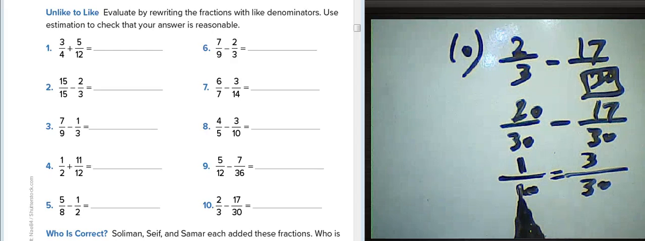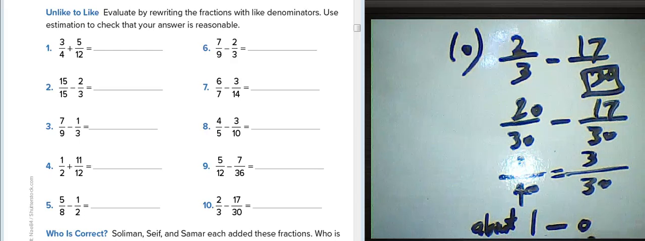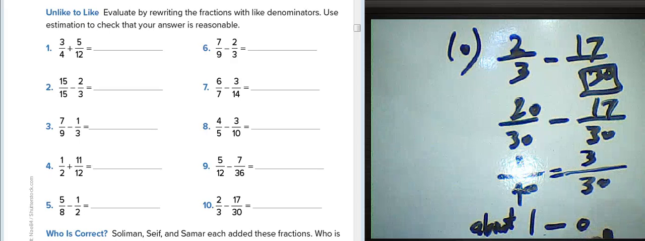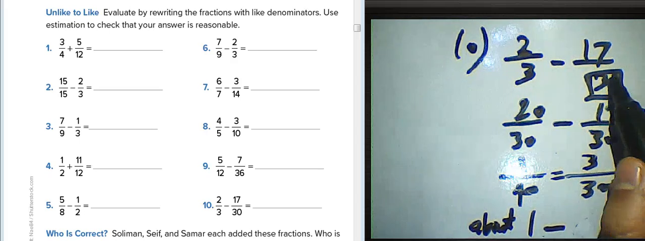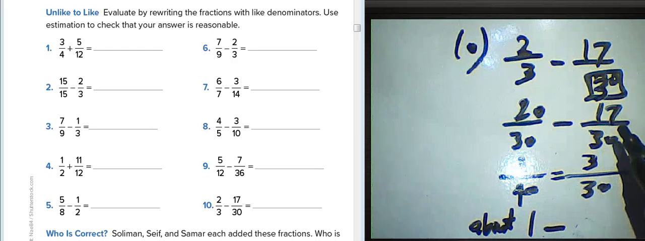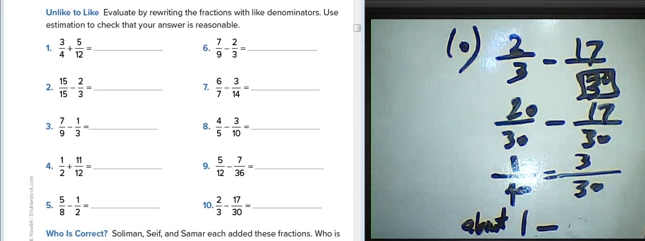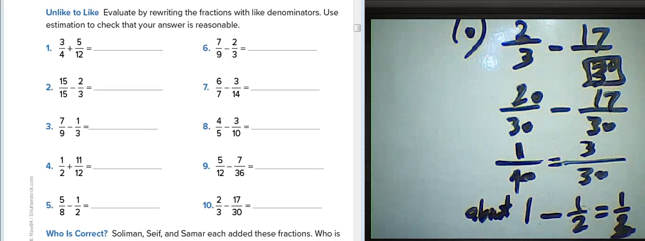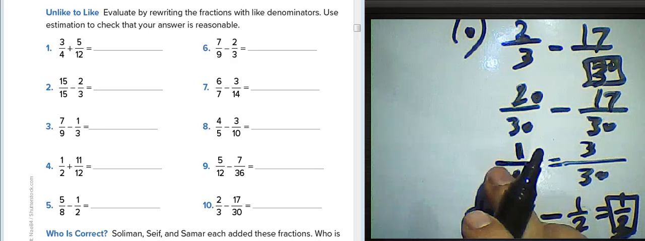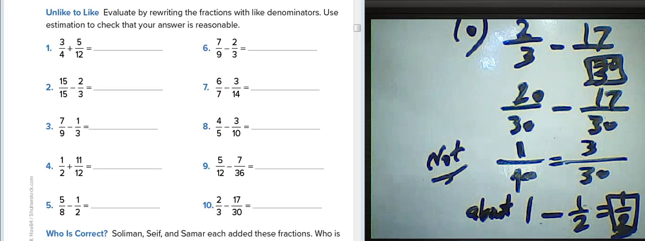And what about the estimation? 2 over 3 is nearest to 1, and 17 over 30 is nearest to half, since half of 30 equals 15 and 17 is close to half of the denominator. So 1 subtract half equals half. And the estimate of half is not near 1 over 10, so it's not reliable. Okay.